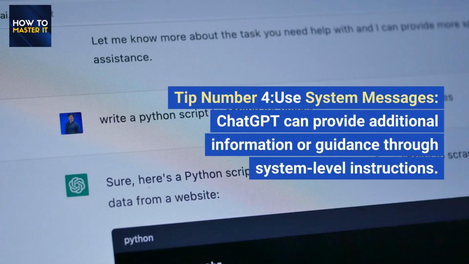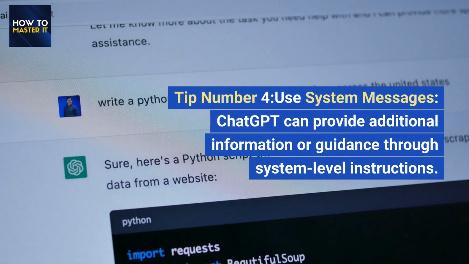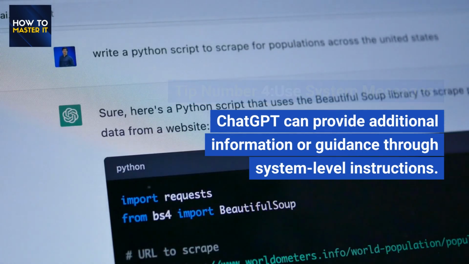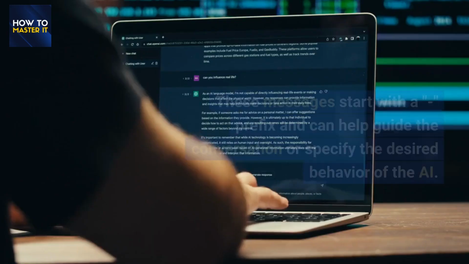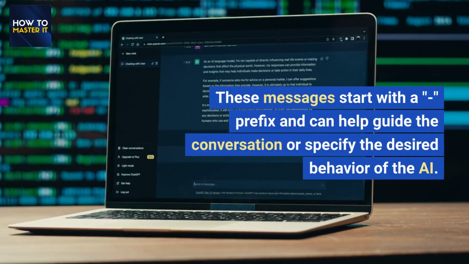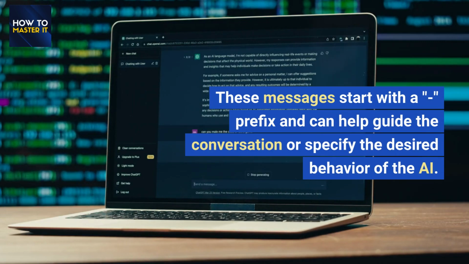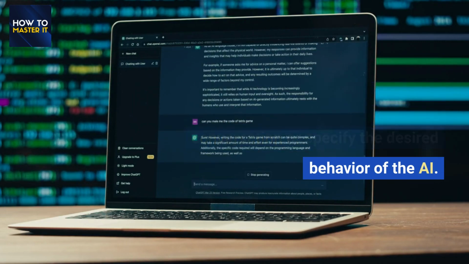Tip number 4. Use system messages. ChatGPT can provide additional information or guidance through system-level instructions. These messages start with a prefix and can help guide the conversation or specify the desired behavior of the AI.